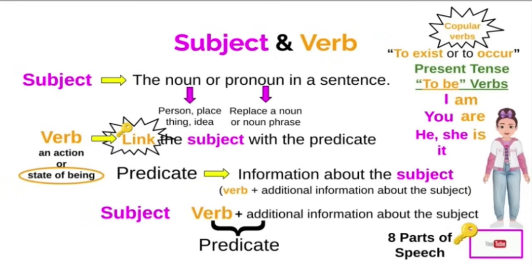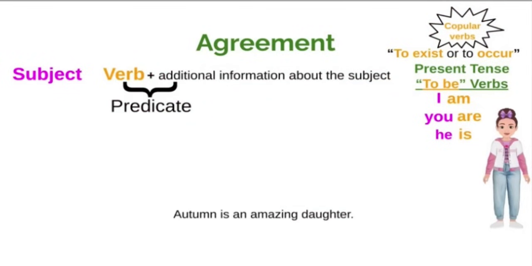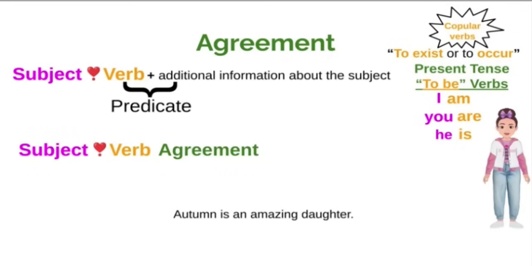Now let's explore how the subject and the verb have to agree in a sentence. So here we have a sentence. Autumn is an amazing daughter. In order for the subject and a verb to agree in a sentence, they have to agree on 3 things.